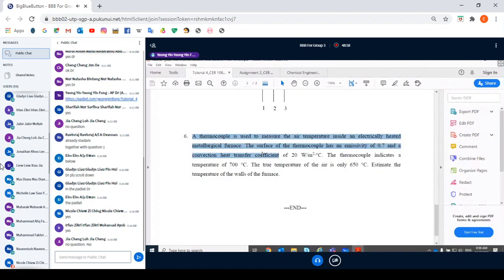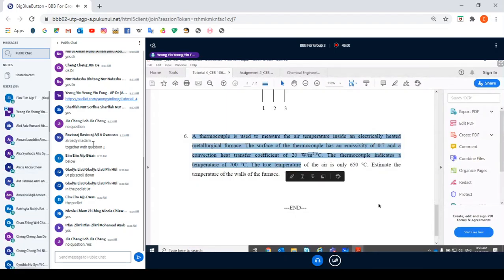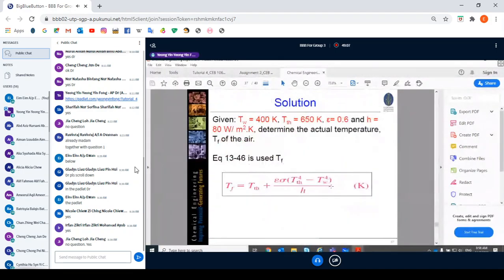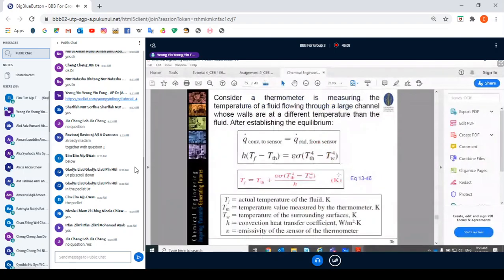Okay, so this kind of question is actually very straightforward and easy. In fact, you can refer to the slides. Exactly this equation you will need to use. The question is asking you to determine the temperature of the wall, by knowing the actual temperature of the fluid and the temperature measured by the thermocouple or thermometer in this case.